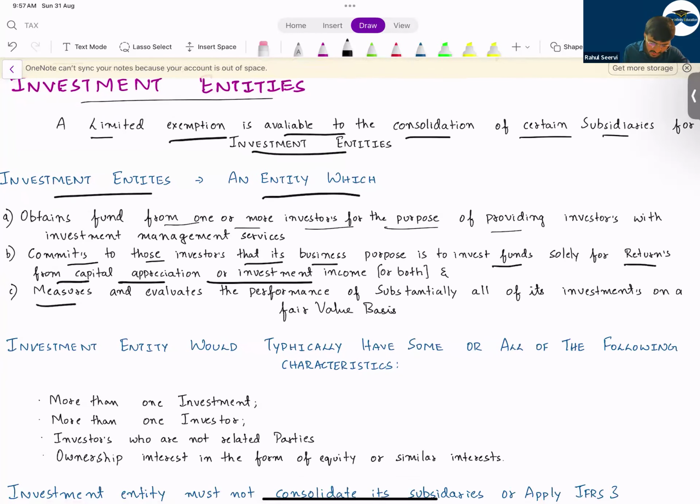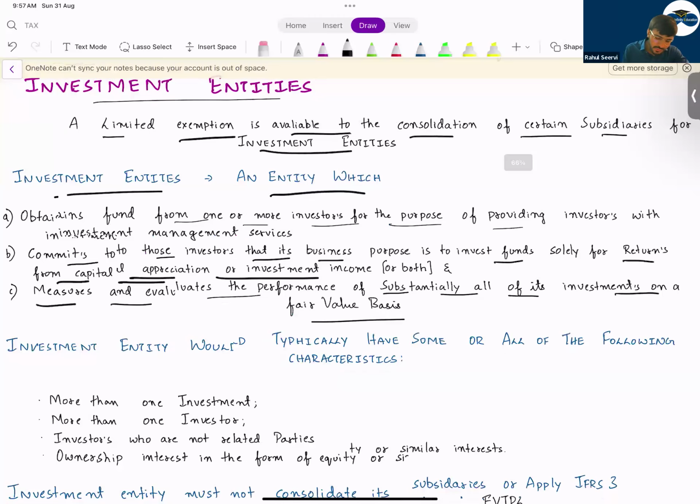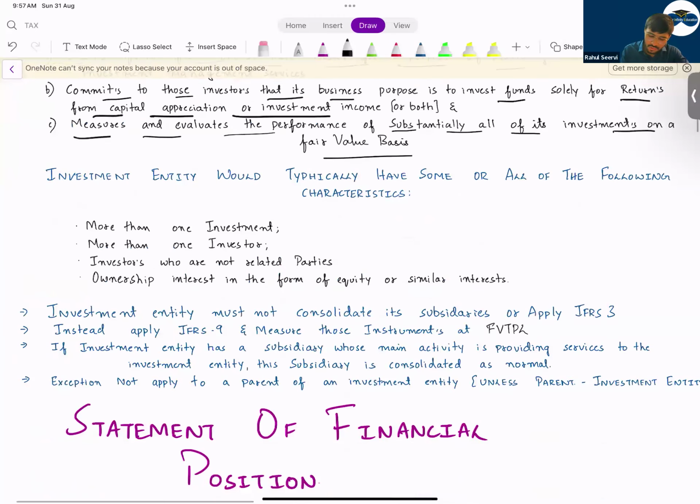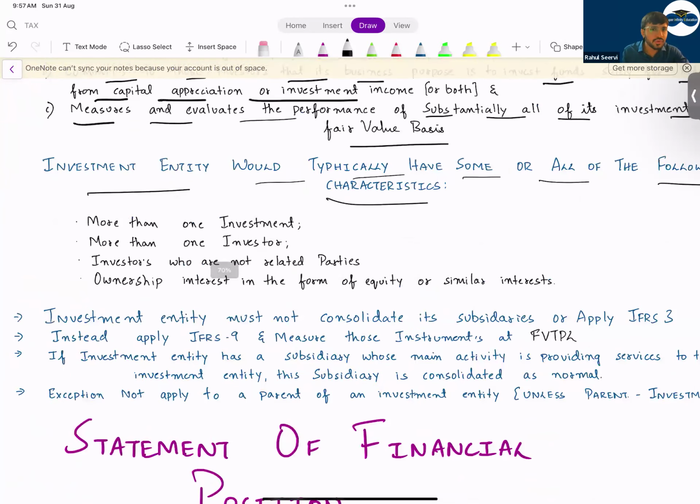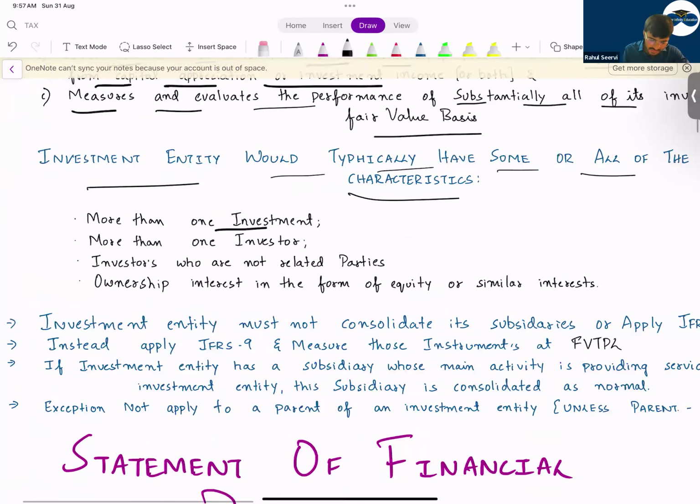Then next one, measure and evaluate the performance of substantially all of its investments on a fair value basis. That means whatever investment they have made will be measured on a fair value basis. Then we say it's an investment entity. Now, an investment entity would typically have some or all of the following characteristics. More than one investment, more than one investor, investors who are not related parties, and ownership interest in the form of equity or similar interest.